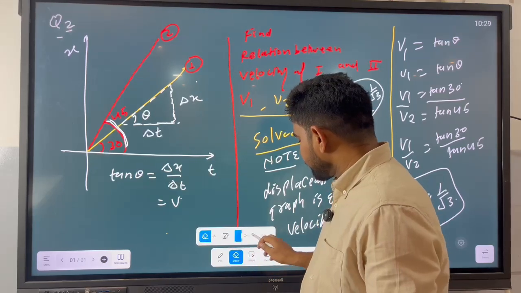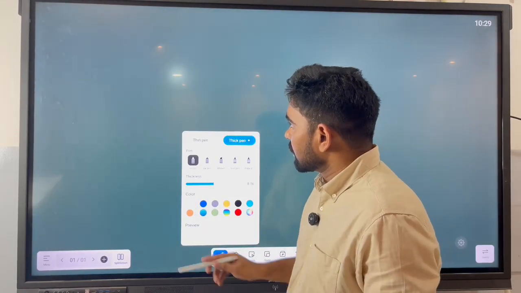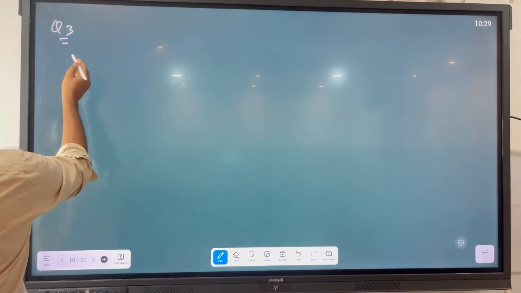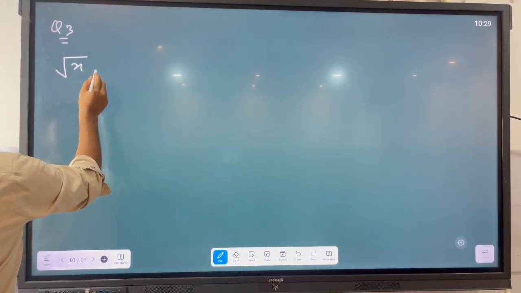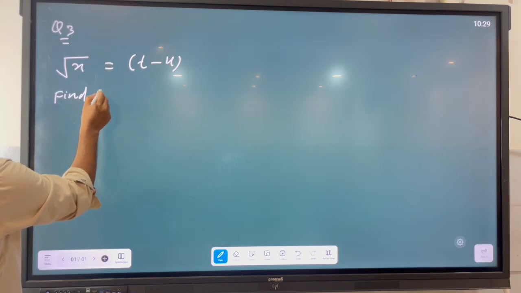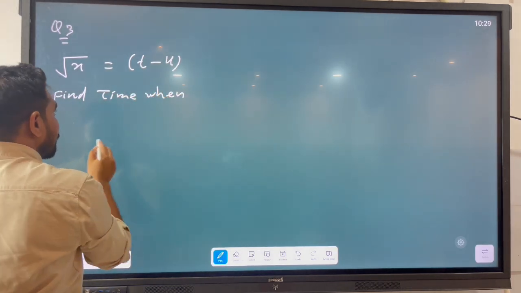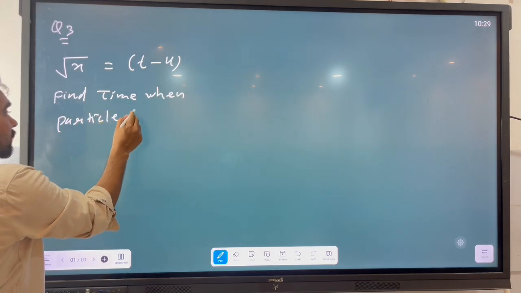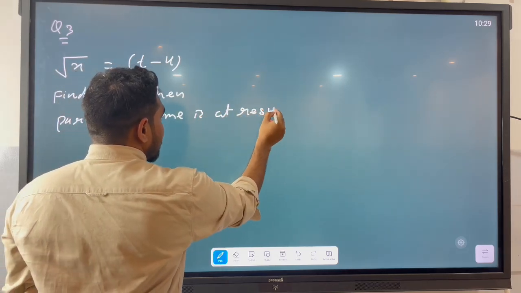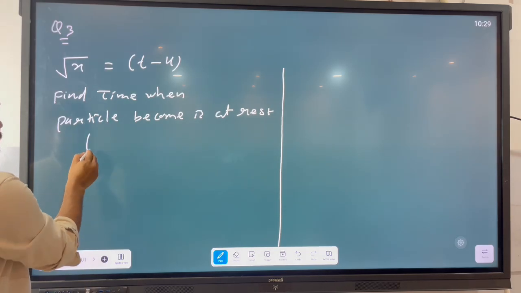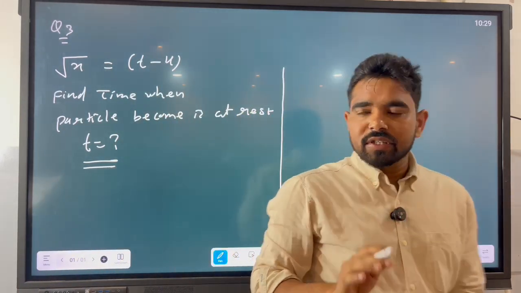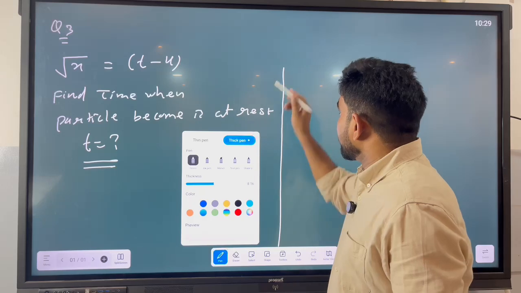For the next problem, similar to this, example 3, right? Square root of x equals t minus 4. Find the time when the particle is at rest. Find the time for calculation, when the particle is at rest. Solve this problem according to the given problem.